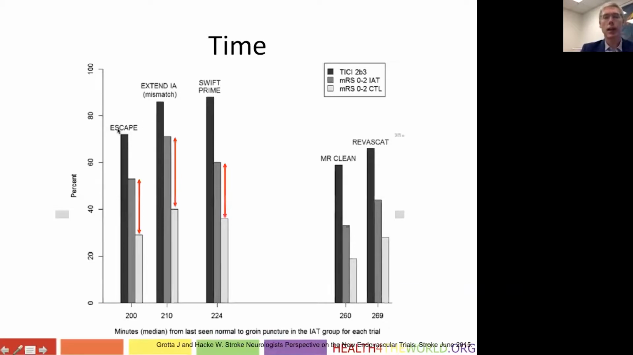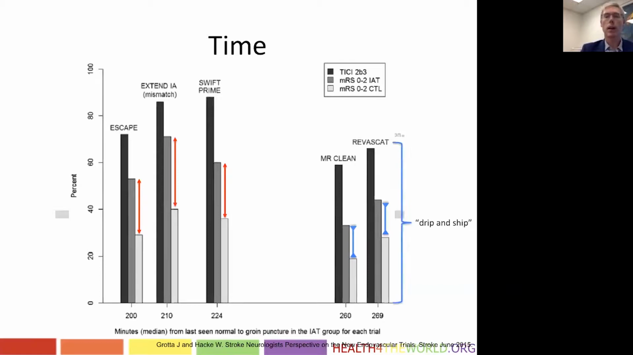So Escape, Extend-IA, and Swift Prime had much faster door-to-groin times relative to MR Clean and Revascat, and as such, their effect size is larger. And so time is really the coin of the realm, the essential component in all of stroke. And time is a simple surrogate for physiology. We're going to talk about physiology just a little bit more at the end. But ultimately, if you can get to patients faster, things can get better.